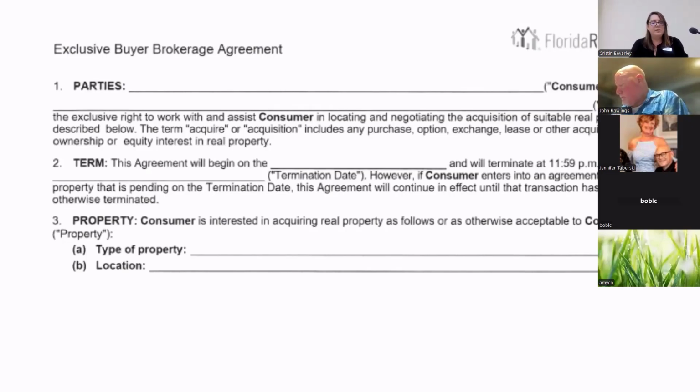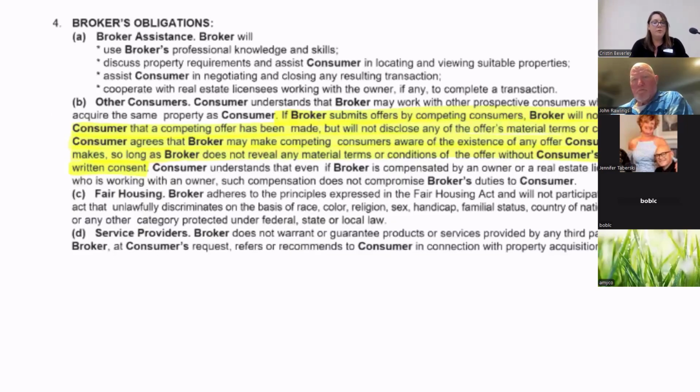Again, if you're familiar with this form, you'll notice that they took out the price range, whether or not the customer was pre-qualified or pre-approved, and then the terms and conditions section. So they just made this a little bit shorter. Moving on to the broker obligations. Says the broker will assist.